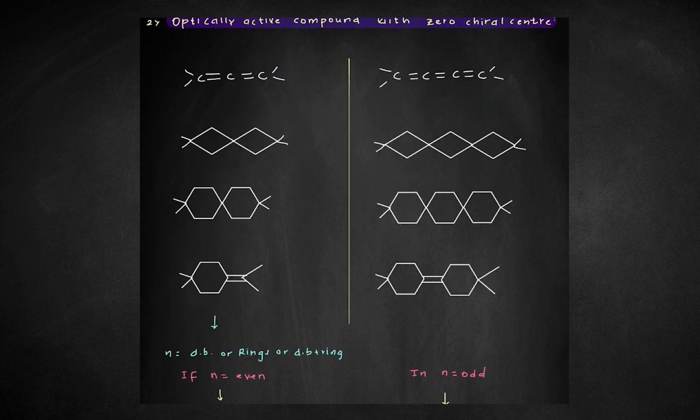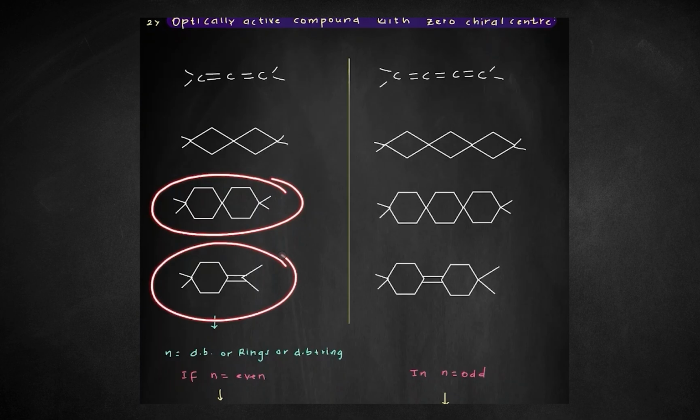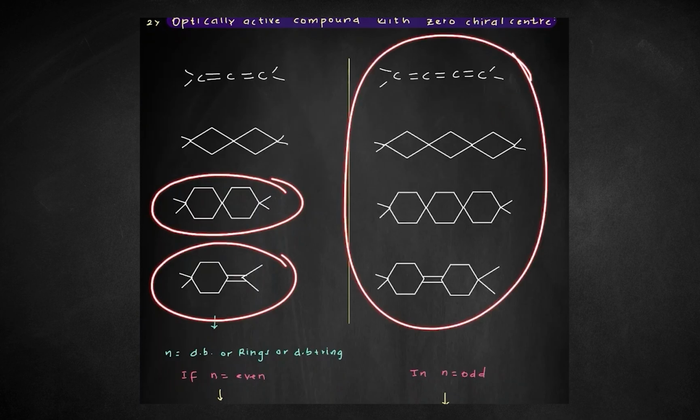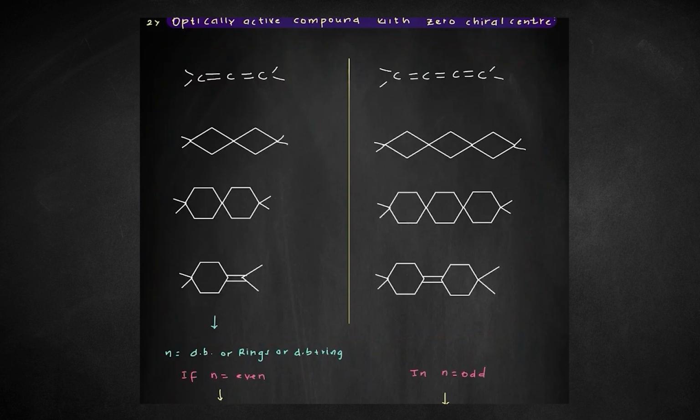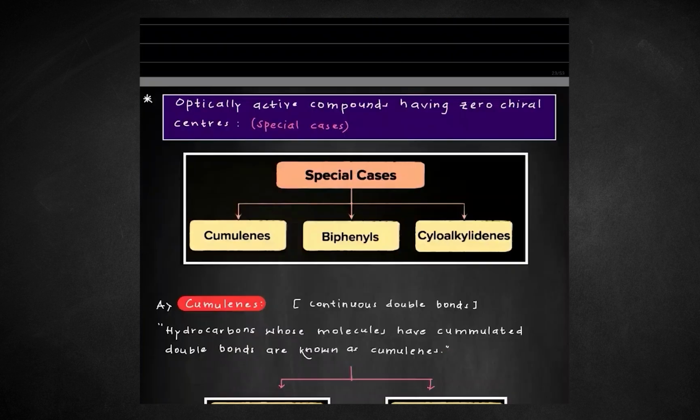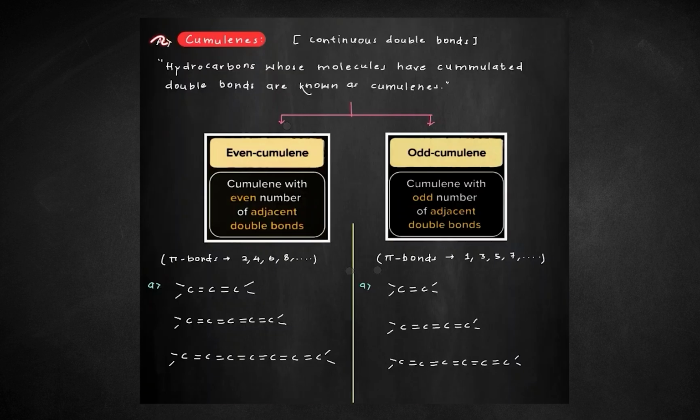Now see the most important case that we want to study, with 0 chiral centers. This is a molecule having 0 chiral center, again 0 chiral center, 0 chiral center, 0 chiral center, again 0 chiral center. So whether they will be optically active or inactive, let's study in this lecture. These are special cases. First one is the cumulene, then biphenyl and cycloalkylidenes. So let's study cumulenes first.